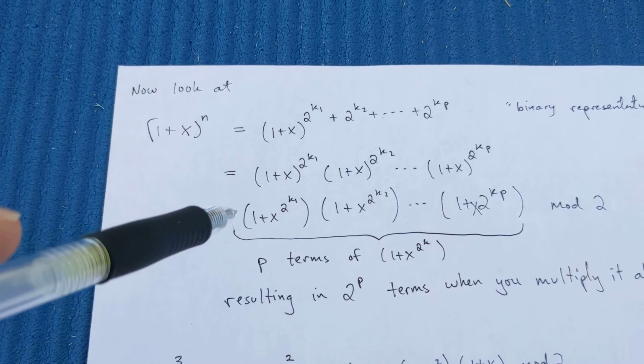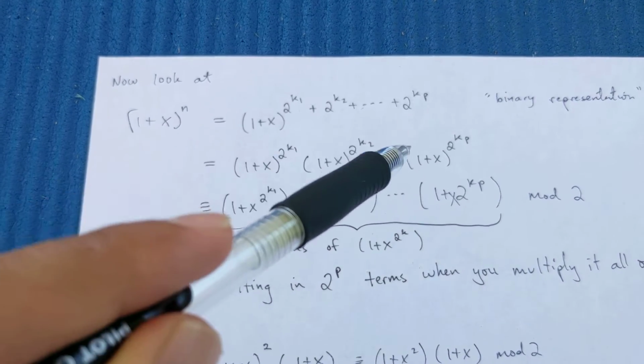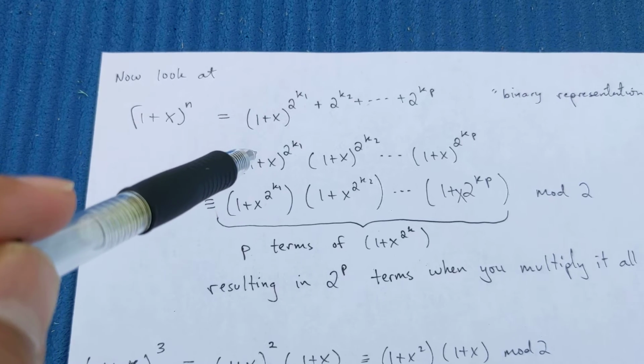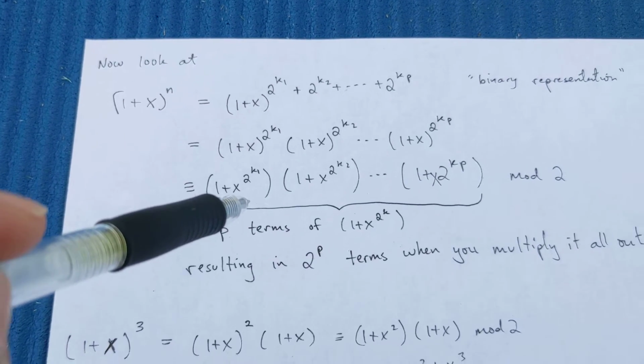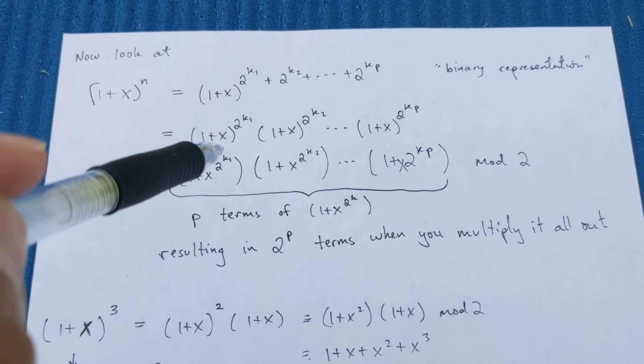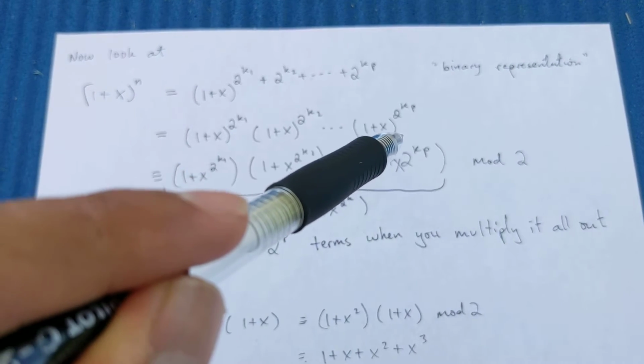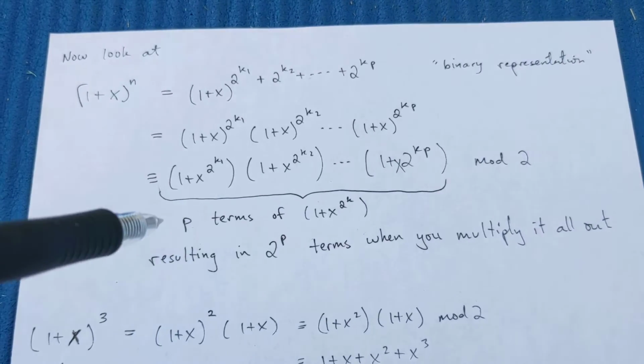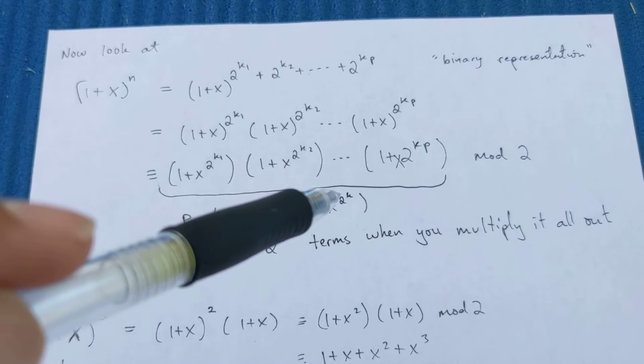And then we can use our theorem. And this is super cool. We can take all these values and then bring the exponent inside in mod 2. And what you can notice is this becomes (1+x^(2^k1)) all the way to (1+x^(2^kp)) mod 2. And there are p terms of 1 plus x to the 2 to the k.